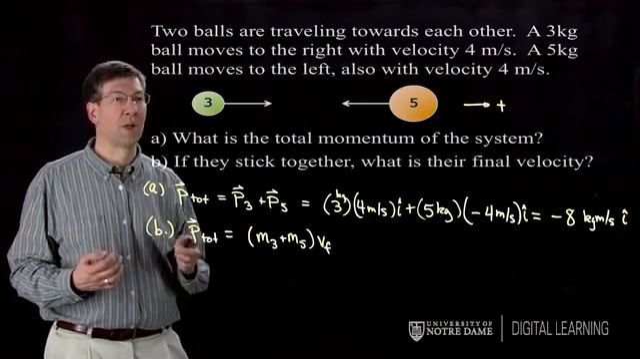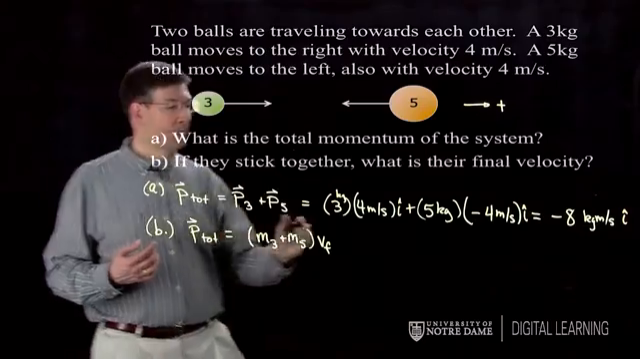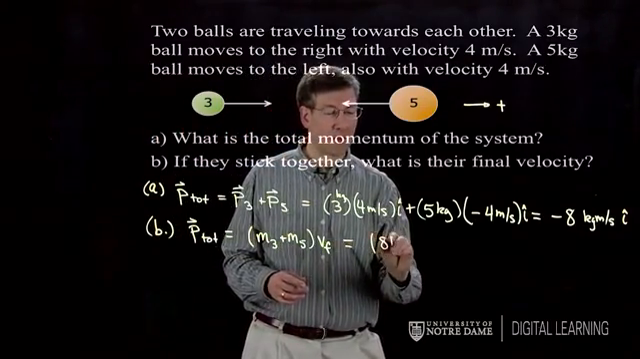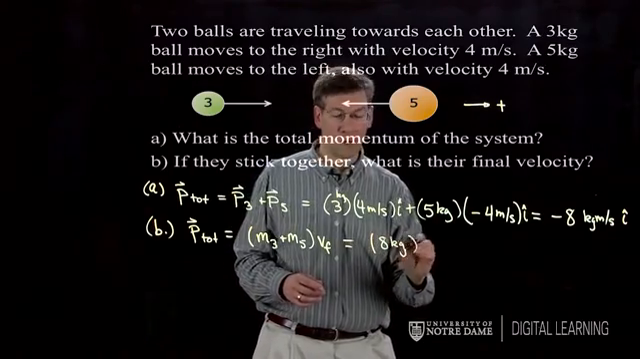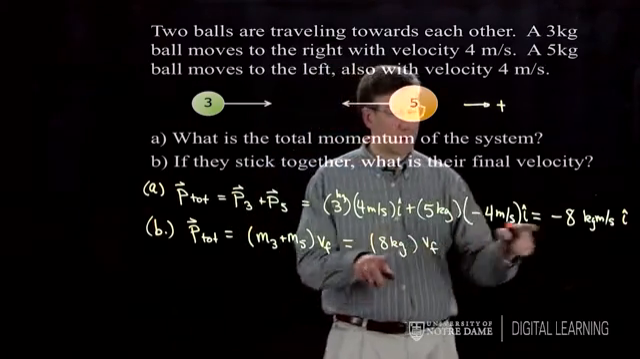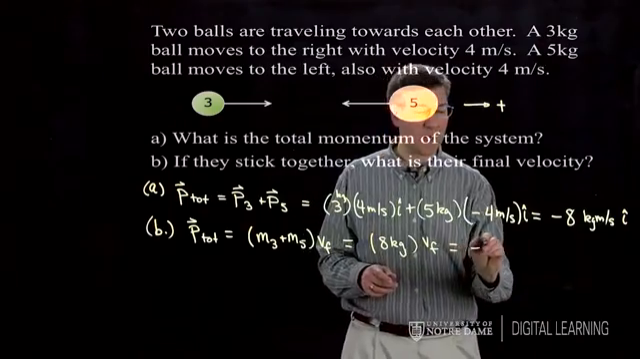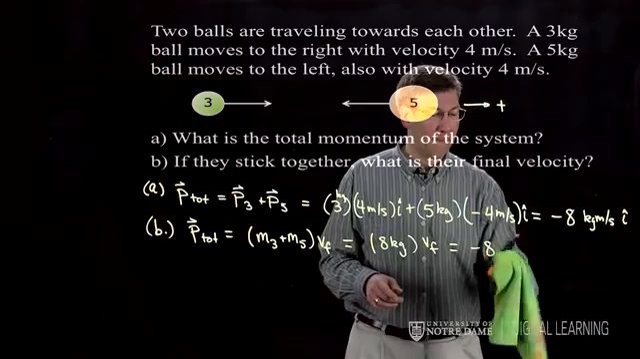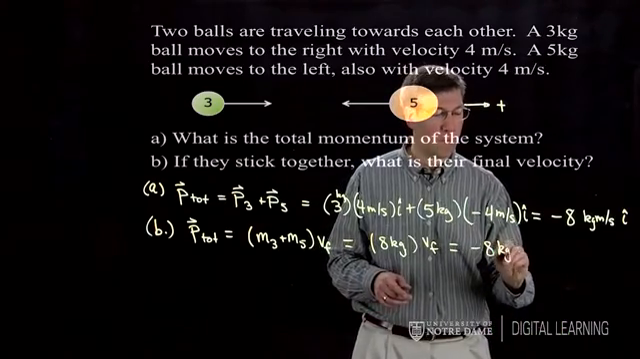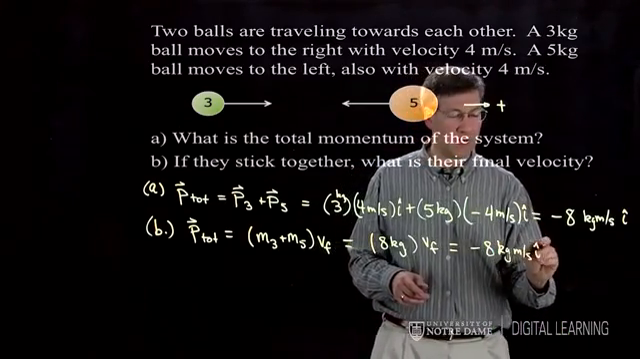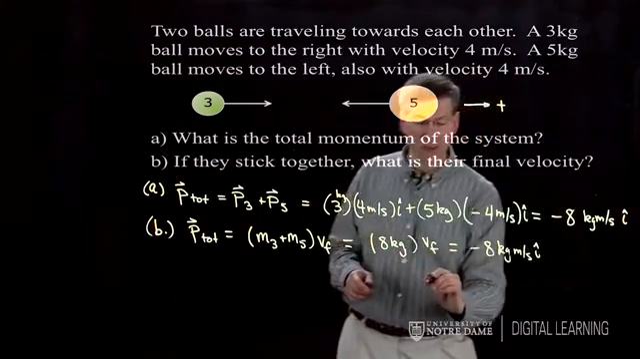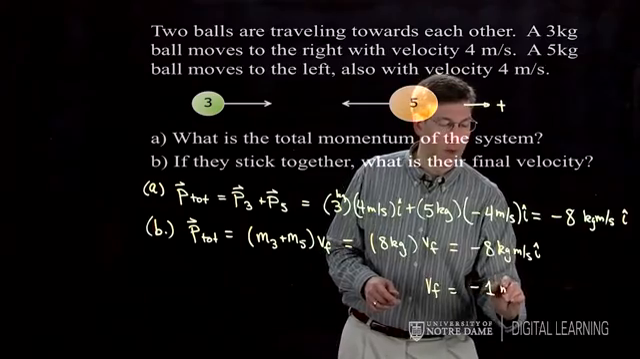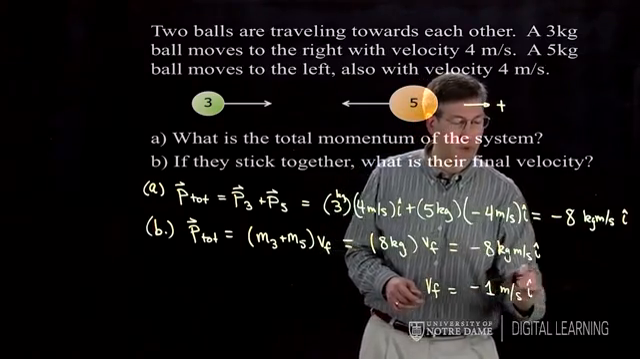That doesn't change. And so the sum of the masses is 3 plus 5 equals 8. So this is 8 kilograms times v final. Since my momentum is minus 8 kilogram meters per second in the i-hat direction, if I divide through by 8, I get that the final velocity is equal to minus 1 meter per second in the i direction.